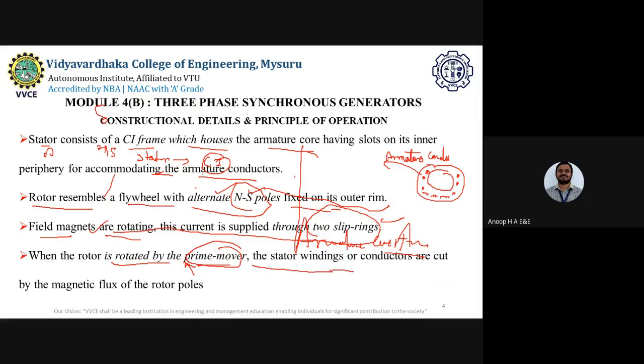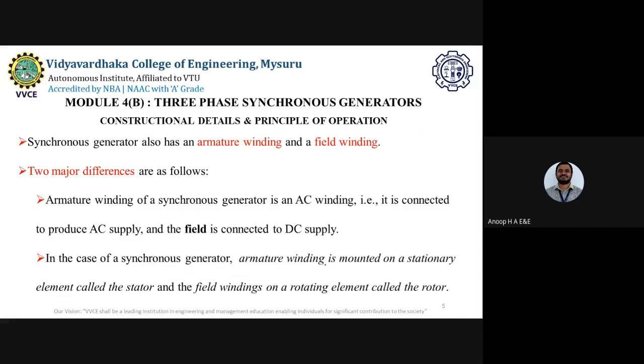So the stator windings or conductors are cut by the magnetic flux of the rotor poles. This is where the rotor is rotated, with the prime mover helping the rotor to rotate, and the stator windings or conductors are cut by the magnetic flux of the rotor poles. That is a simple way in which you can depict the working principle and also the constructional details of three-phase synchronous generators.